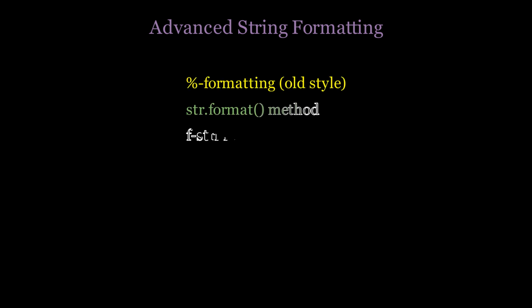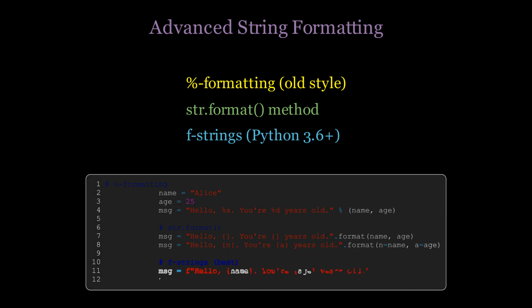Python offers several ways to format strings, each with its own advantages. Let's compare the main approaches. The oldest method uses percent formatting, similar to C's printf. The format method is more flexible, allowing named placeholders. But F-strings, introduced in Python 3.6, are the most readable and powerful, allowing direct expression evaluation.